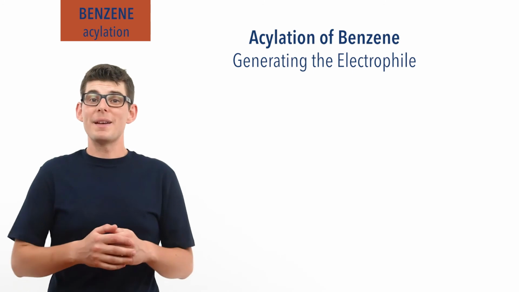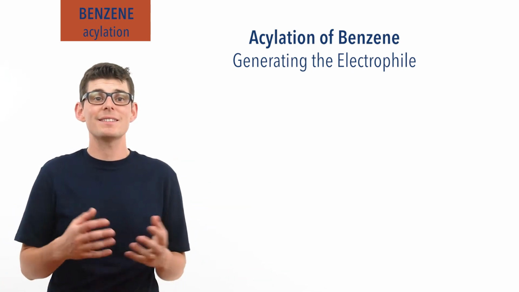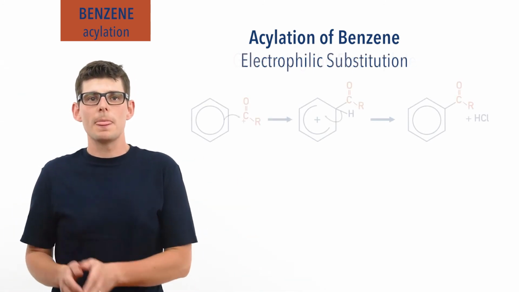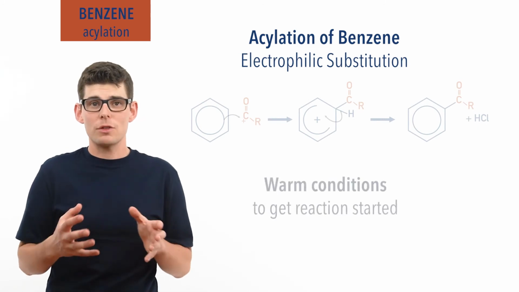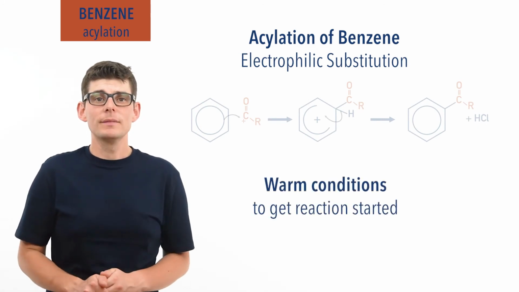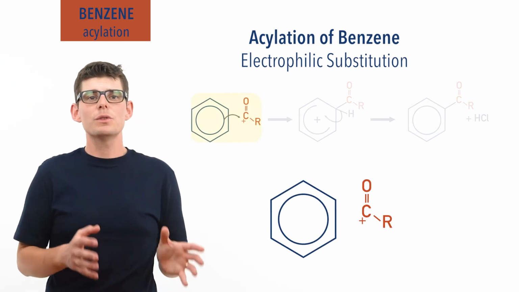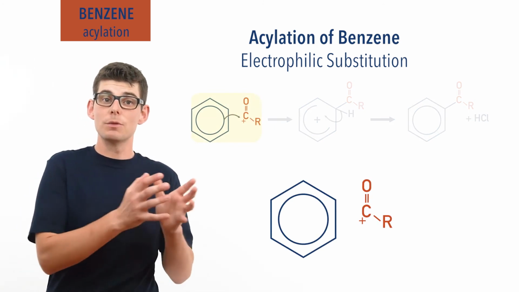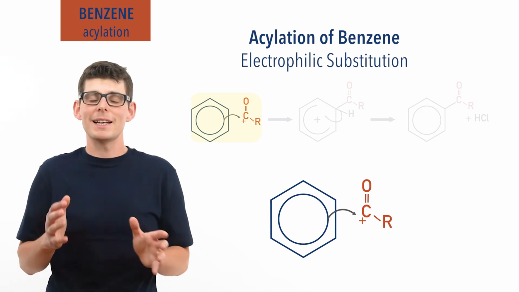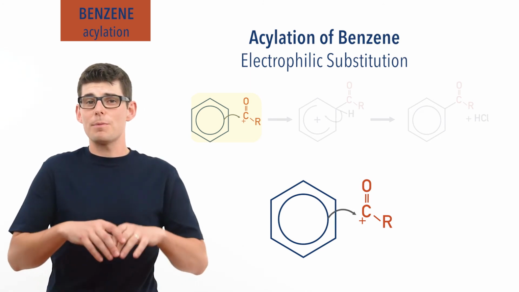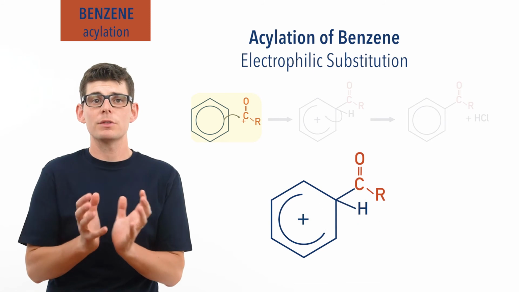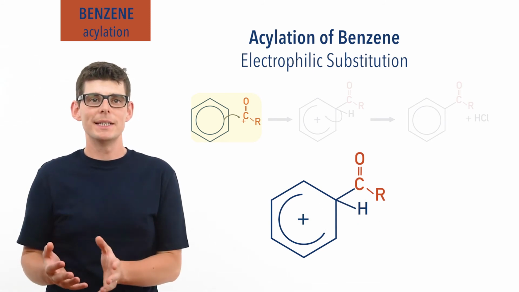The reaction with benzene now just proceeds as expected, a standard electrophilic substitution. To get things started, the reaction mixture is heated. A pair of electrons from the delocalized ring of electrons in benzene is used to form a bond between a carbon atom in the ring to the positive carbon atom in the acyl ion. This breaks open the ring of delocalized electrons and forms an unstable intermediate.